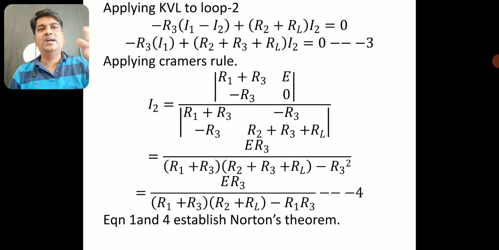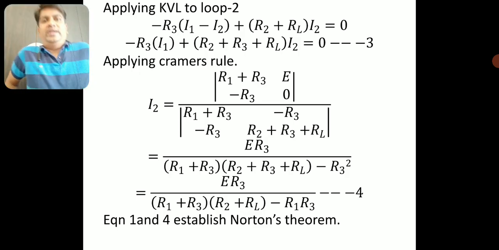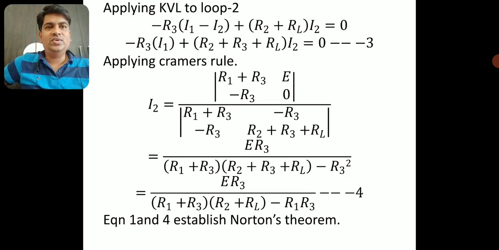So minus R3 into (I1 minus I2) plus (R2 plus RL) into I2 is equal to 0, because there is no EMF in the second loop. There is no voltage source in the second loop. Therefore, the right hand side will be 0. Right, now let us separate these variables, I1 one side and I2 on the other side. That is equal to 0. Let us call it equation number 3.